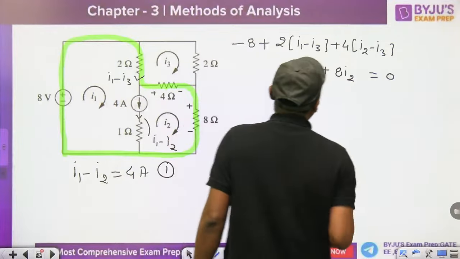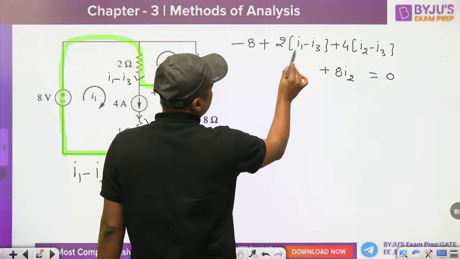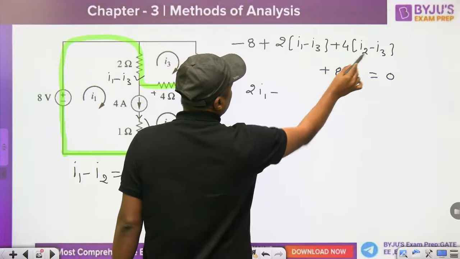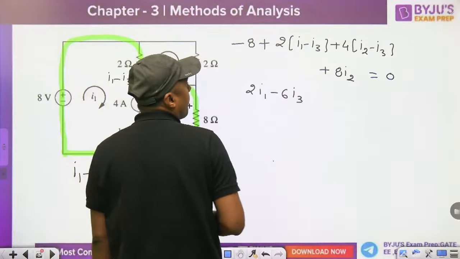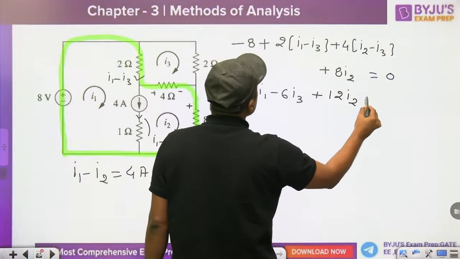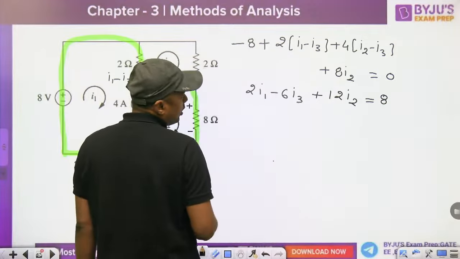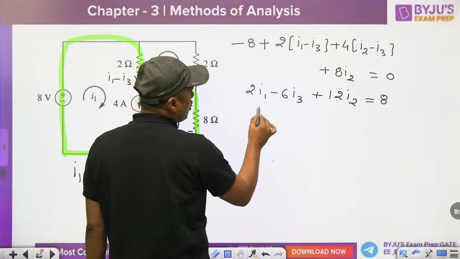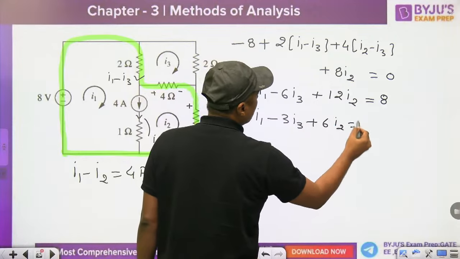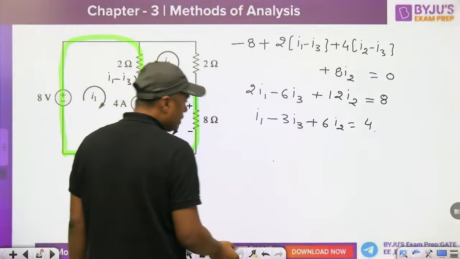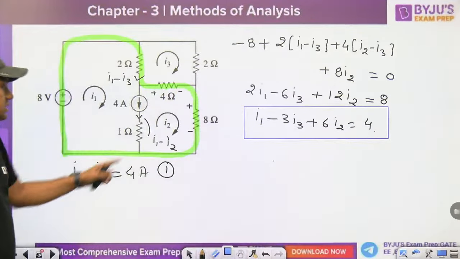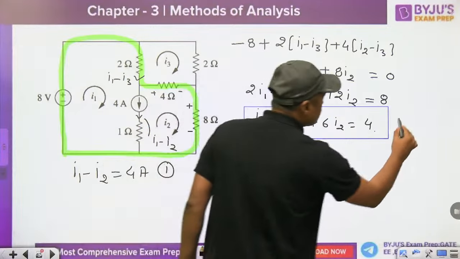Okay, that is 0. Then 2 times of I1 minus 2 times of I3, 4 times of I3, 6 times of I3. Then plus 8 plus 4, 12 times of I2 is equal to 8. Remember, this is the equation. You can take 2 as common: I1 minus 3I3 plus 6I2 is equal to 4. Divide by 2 and that is the second equation. First and second. This is called super mesh analysis.